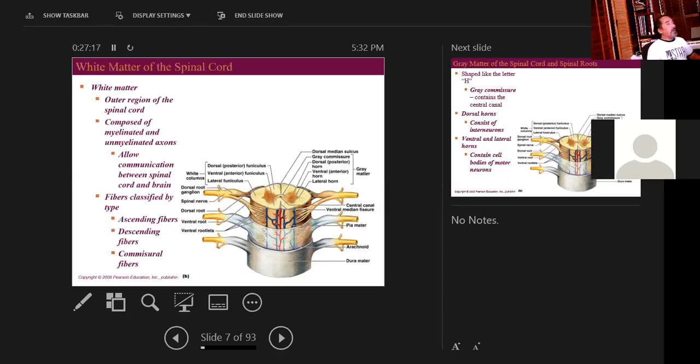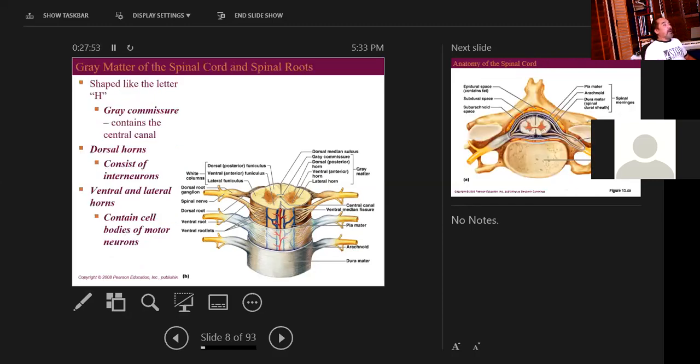All right, so we talk about the white matter, the outer region of the spinal cord. It's composed of myelinated and unmyelinated axons. So they allow communication between the spinal cord and the brain. That's the reason we call it a two-way pathway. One going up, which is going to be sensory, and one going down, which is going to be motor. So we have ascending fibers for sensory, descending fibers for motor, and then there are fibers called commissural fibers, in which they connect from one side to the other side of the brain or the spinal cord.